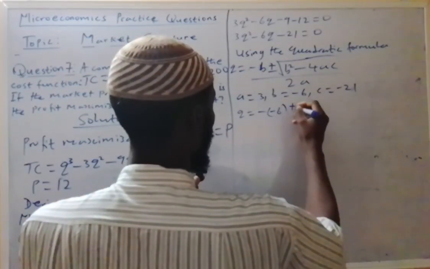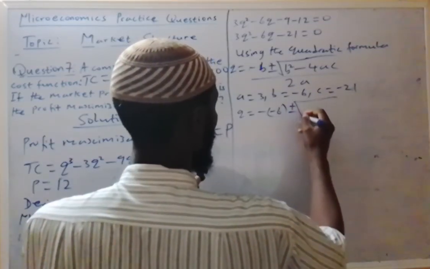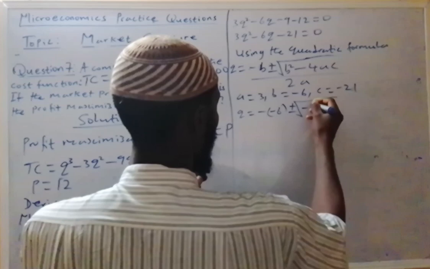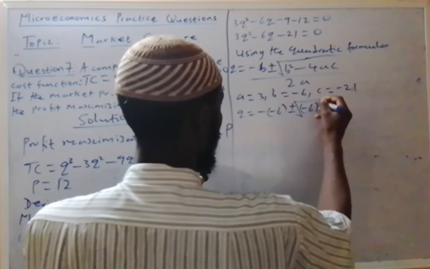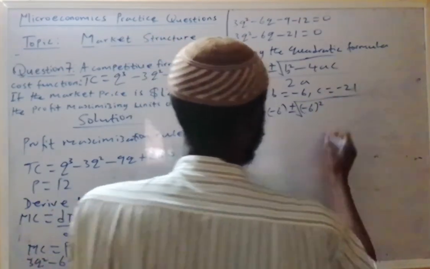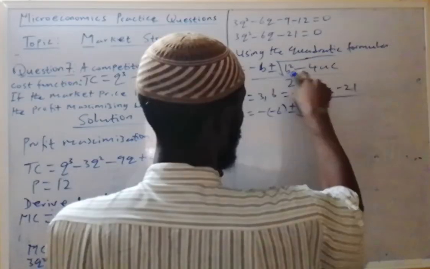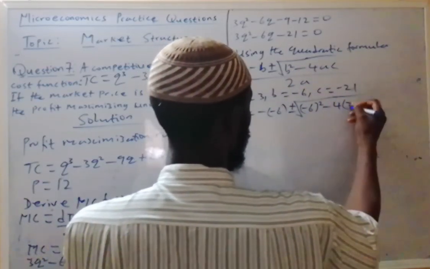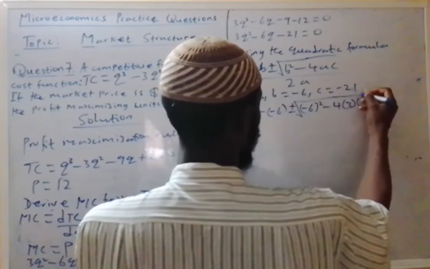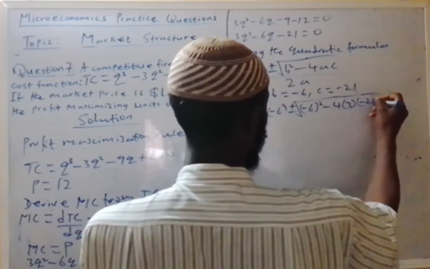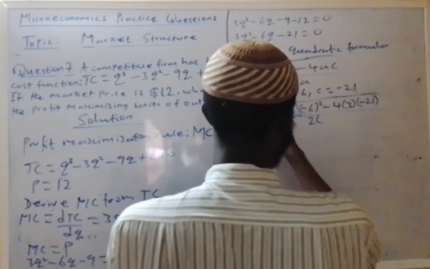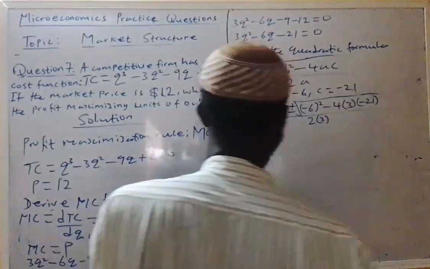Then you have plus or minus the square root of b squared. Our b here is minus 6, so it's going to be minus 6 squared. Then minus 4 times a. What's our a? Our a is 3. Then multiply by c. What's our c? Minus 21. Everything over 2a, that is 2 multiplied by 3.